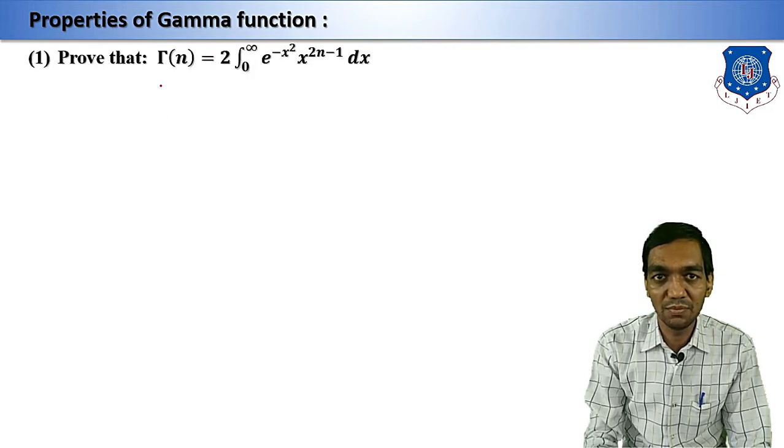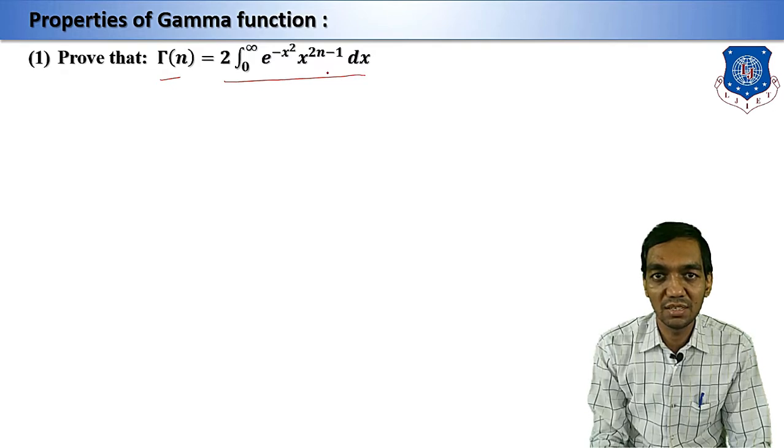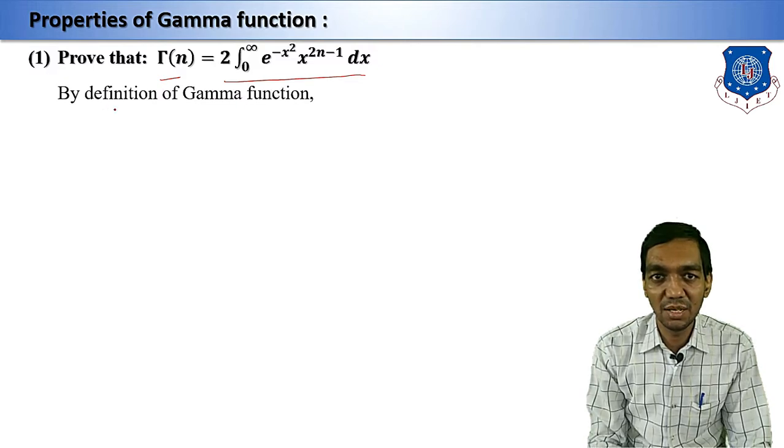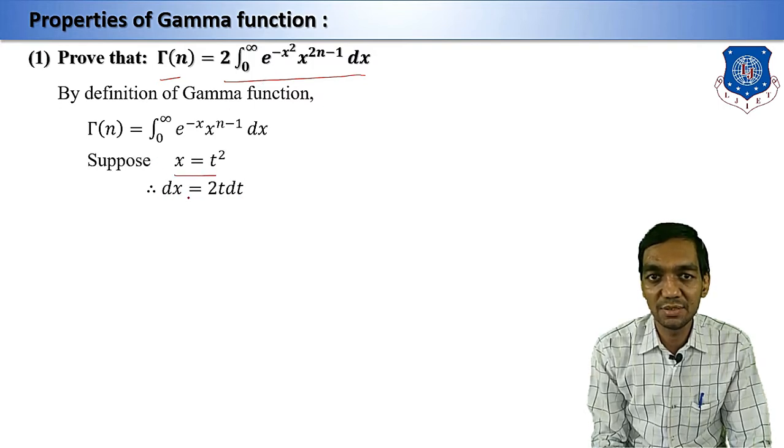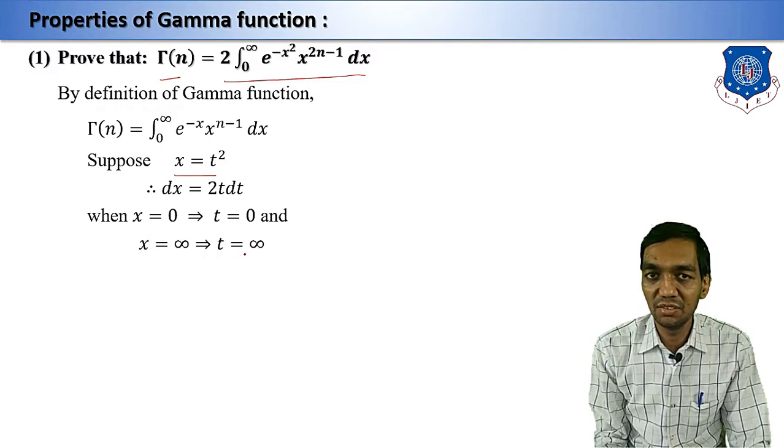Now, properties of gamma. First property: gamma n is equal to twice the integral from 0 to infinity of e raised to minus x square into x raised to 2n minus 1 dx. We start with the definition, gamma n is equal to the integral from 0 to infinity of e raised to minus x, x raised to n minus 1 dx. Here, instead of x, we require x square. So we start with x is equal to t square, which gives dx is equal to 2t dt. When x is equal to 0, t is equal to 0, and when x tends to infinity, t tends to infinity.